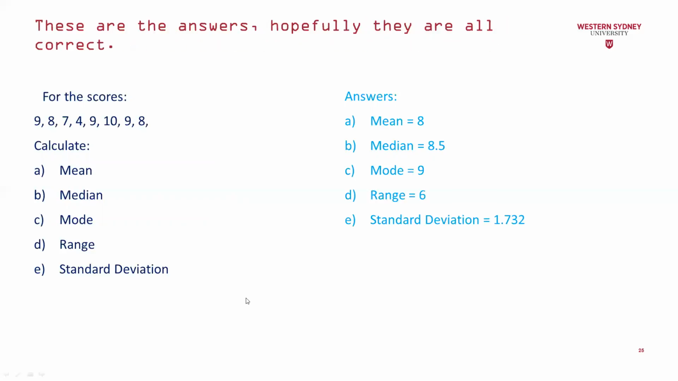Here are the answers. Hopefully you've got all of them correct. Again, I've written the standard deviation with more than 1 decimal place. 1.7 would be the correct response. Hopefully you've got all of these 5 correct and you now understand these measures.